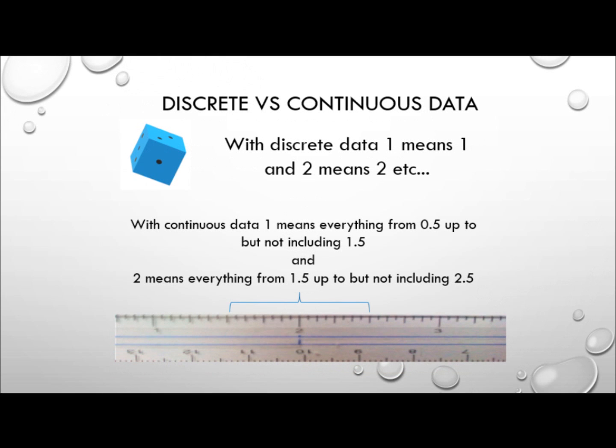Now, discrete data, that means that 1 means 1 and 2 means 2, 3 means 3, whatever number it is, that is the value of that number. Whereas with continuous data, 1 actually means everything from 0.5 all the way up to, but not including, 1.5. And 2 means everything from 1.5 up to, but not including, 2.5.